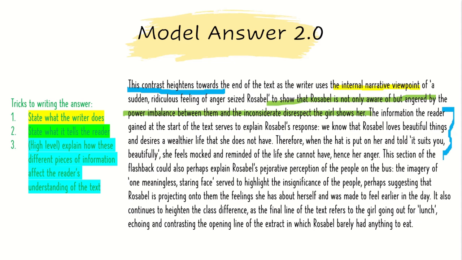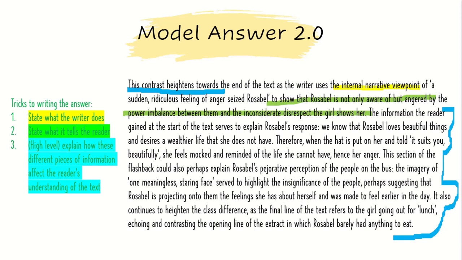This section of the flashback could also perhaps explain Rosabelle's pejorative perception of the people on the bus. The imagery of one meaningless staring face served to highlight the insignificance of the people, perhaps suggesting that Rosabelle is projecting onto them the feelings she has about herself and was made to feel earlier in the day. It also continues to heighten the class difference, as the final line of the text refers to the girl going out for lunch, echoing and contrasting the opening line of the extract in which Rosabelle barely had anything to eat.